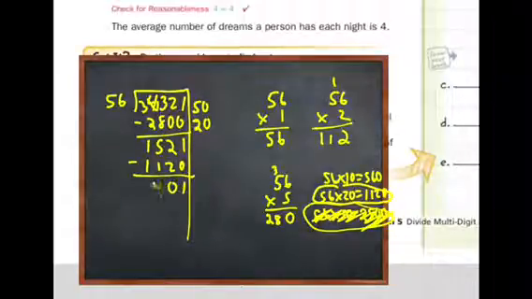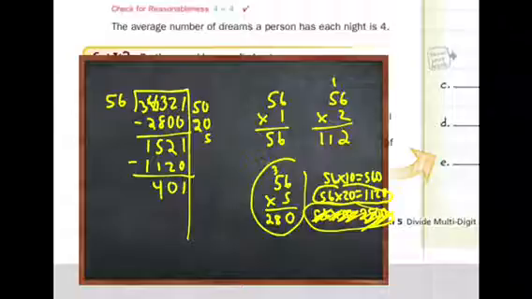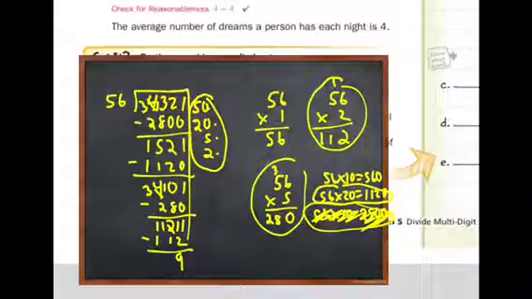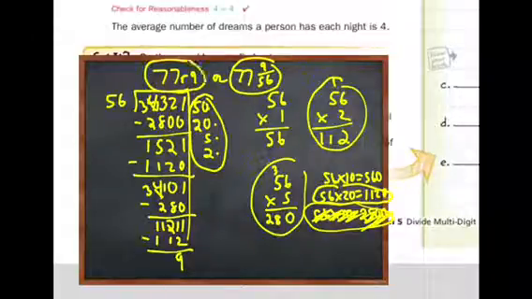Subtract, 1, 0, I'm down to 401. Now, of those, I see times 5 should work out. So 56 times 5 is 280. Subtract. I'm down to 121. So 56 times 2 is 112. Subtract. I'm down to 9, and that's less than 56. So put that together. 50, 70, 75, 77. I have 77, remainder 9, or 77 and 9/56 if you write it as a fraction. Either one of those is okay.